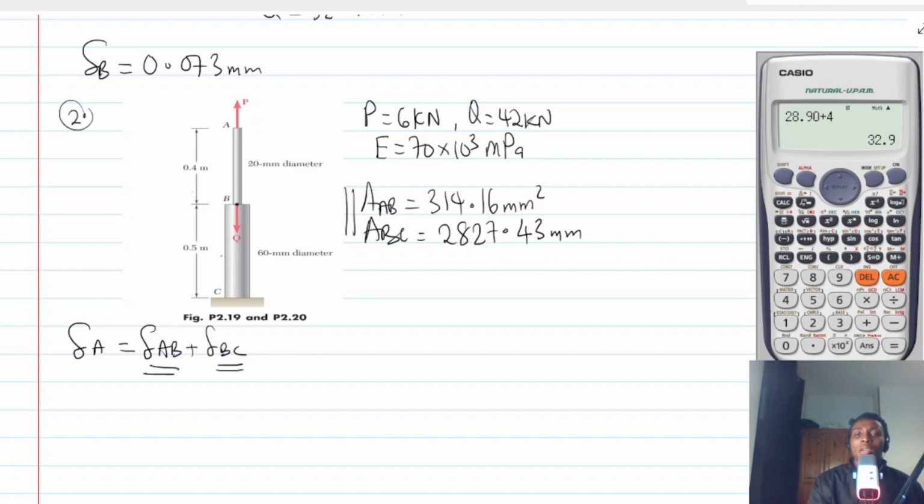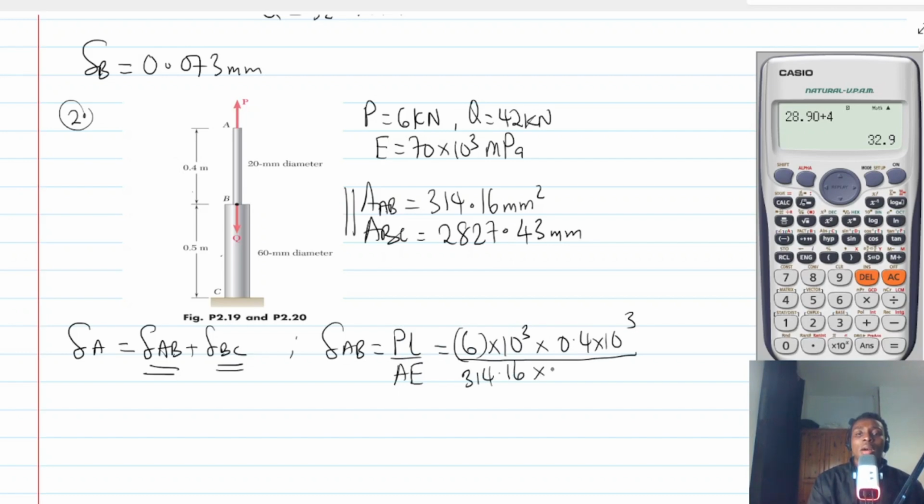within AB. So it's going to be P, okay, let me write it again, PL over AE, which is 6 times 10 to the power 3, and the length is 0.4 times 10 to the power 3 in millimeters, divided by the area, which is 314.16, multiplied by the Young's modulus in megapascal. So the deflection in AB when P is 6 will be 6 times 10 raised to the power 3 multiplied by 0.4 times 10 raised to the power 3, over 314.16 multiplied by 70 times 10 raised to the power 3.